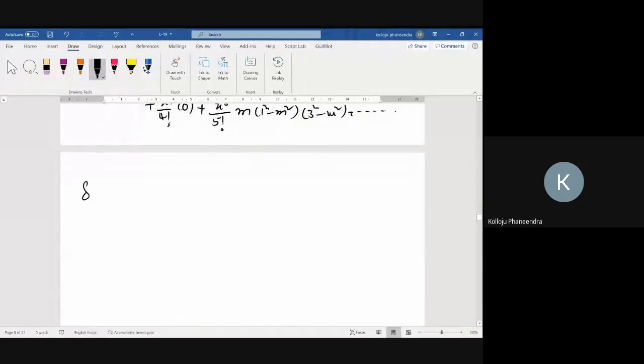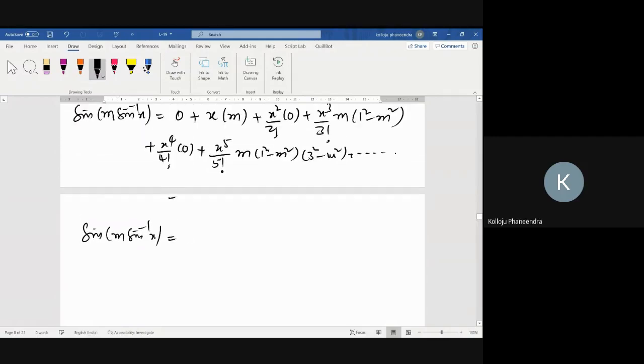So finally sine of m sine inverse x is equal to mx plus m into 1 square minus m square, x cube by 3 factorial, plus m into 1 square minus m square, 3 square minus m square, x to the power of 5 by 5 factorial, and so on. This is the expansion of sine of m sine inverse x.